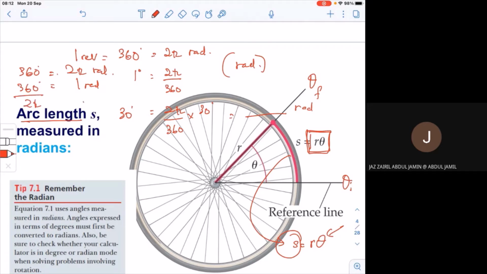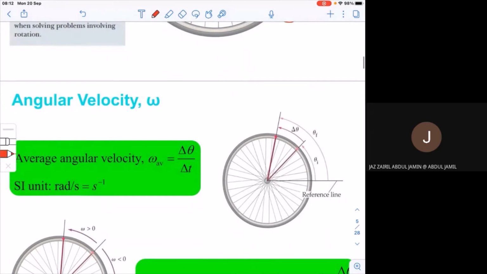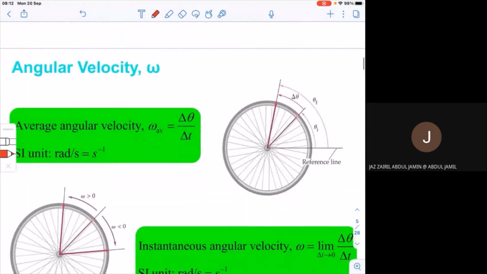How about 2 radian? That means you multiply this by 2. If 2 radian, then it is 360 degree over 2 pi times 2. So that is how you calculate and measure theta in terms of radian or degree. So that is what we discuss about angular position.